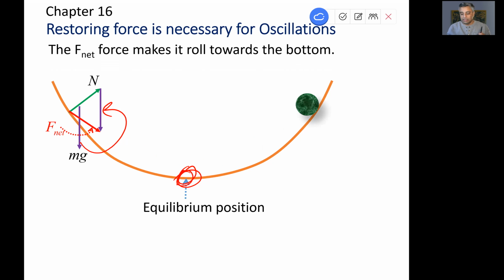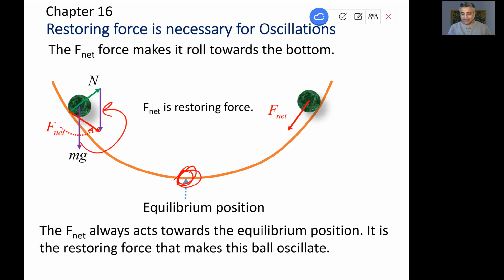So now it rolls back and forth like that, right? And let's say when it goes to the other side, what happens? The net force again is acting towards the equilibrium position. So that's why it always wants to come back to the equilibrium position, okay? So if it is already sitting on the equilibrium position and if we don't displace it, it's not going to oscillate. It's going to just stay there. So we need some displacement there. We need a disturbing force a little bit, okay?